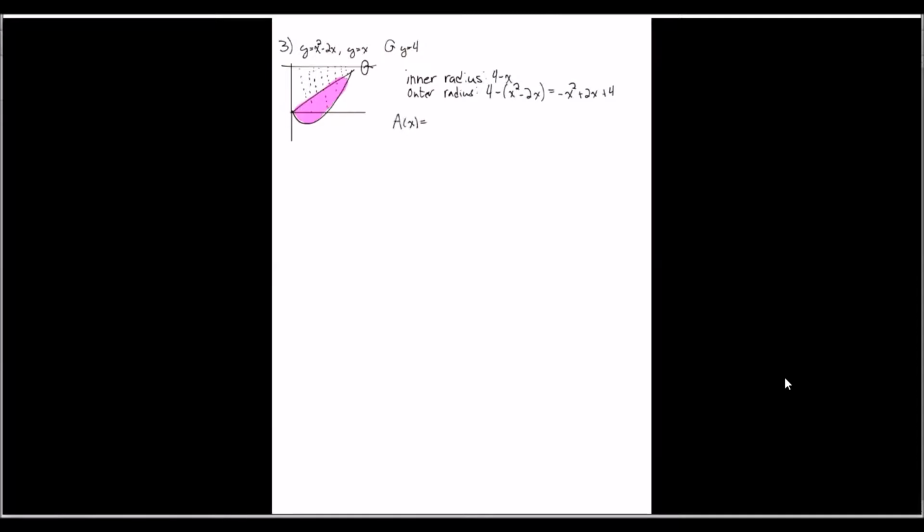Okay. So we've got our pi, and now we're going to do two circles just like we did for number 2, with the larger circle, and then subtract the smaller circle. So the larger one is actually going to be the lower line, right? So we're going to have this negative x squared plus 2x plus 4 squared, and then subtract the smaller circle, which in this case is the 4 minus x squared.